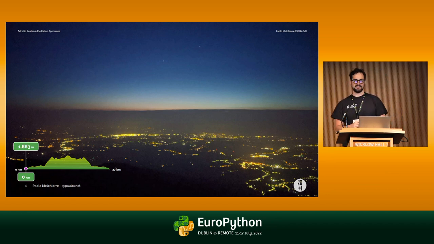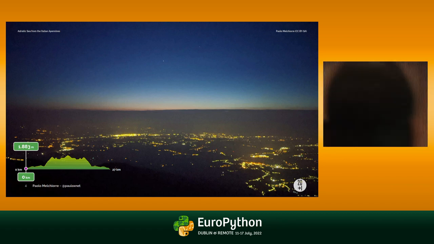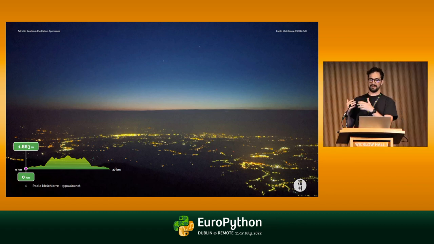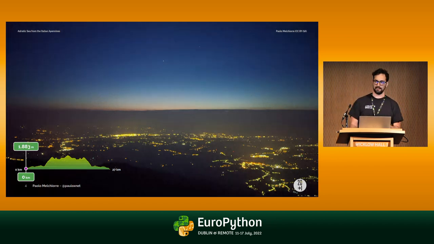I took this photo from the starting point of one of my last hikes. I was in the Italian Apennines, in the central part of Italy, and the sun had not yet risen. But trust me, in the distance, there is the Adriatic Sea. The making of this map will be a bit like this hike. We'll start from an easy stretch and we'll go up in altitude where things get more challenging. But let's start from the basics about web maps.